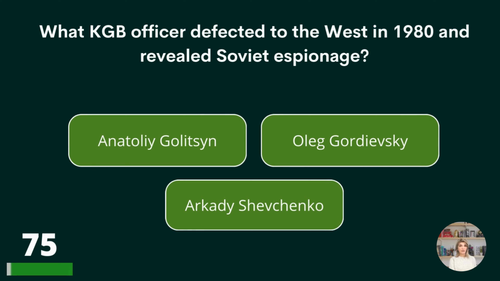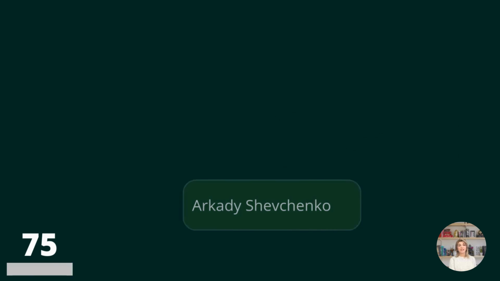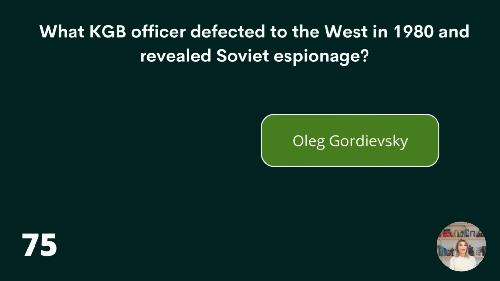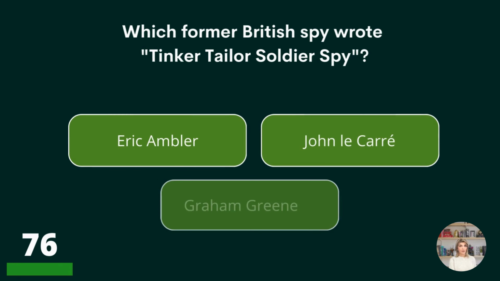What KGB officer defected to the West in 1980 and revealed Soviet espionage? Anatoly Golitsyn, Oleg Gordievsky, or Arkady Shevchenko? Oleg Gordievsky. Which former British spy wrote Tinker Tailor Soldier Spy? Eric Ambler, John le Carré, or Graham Greene?